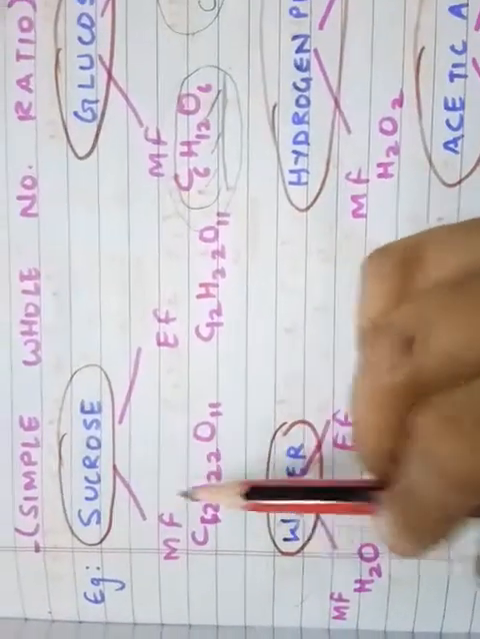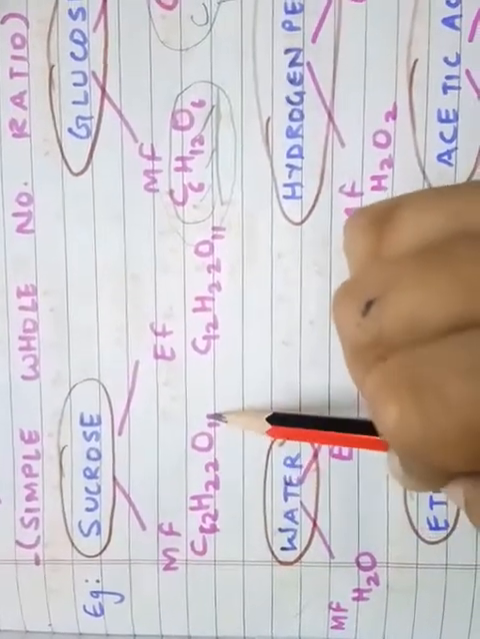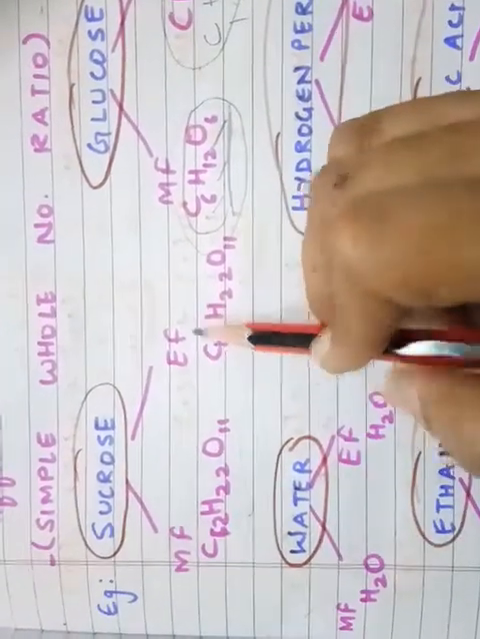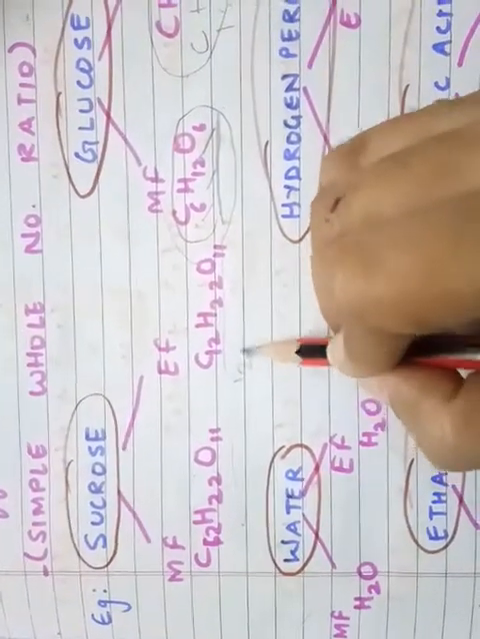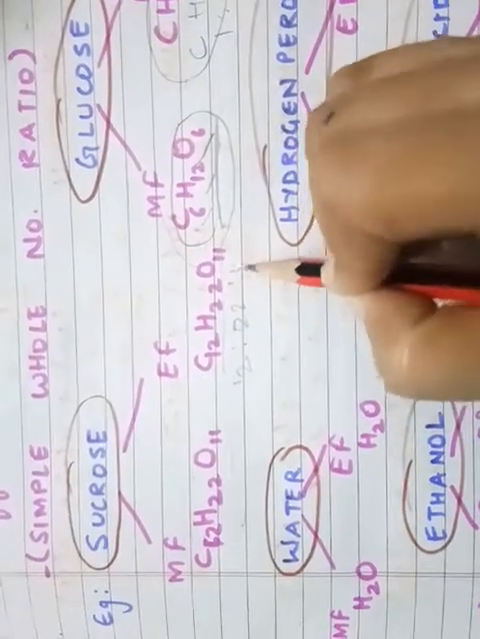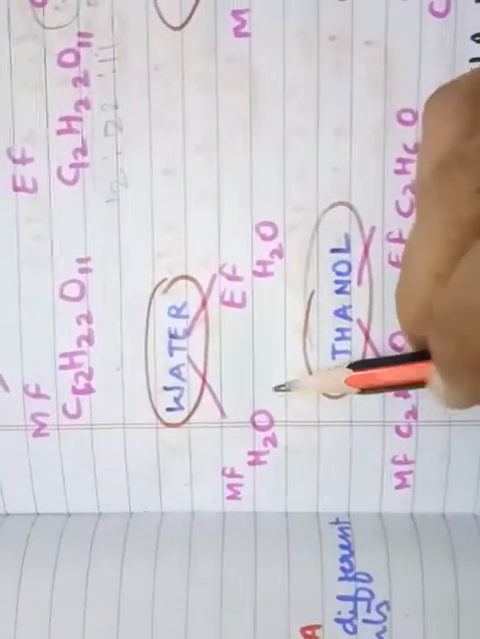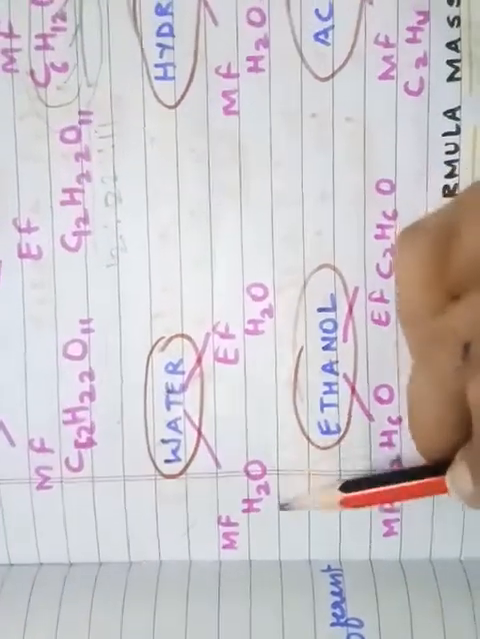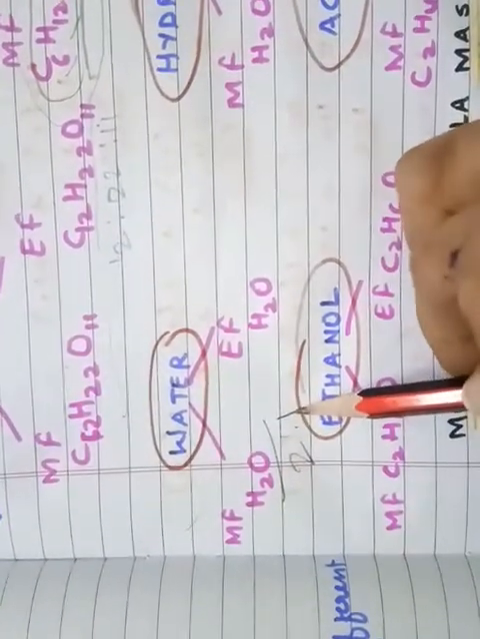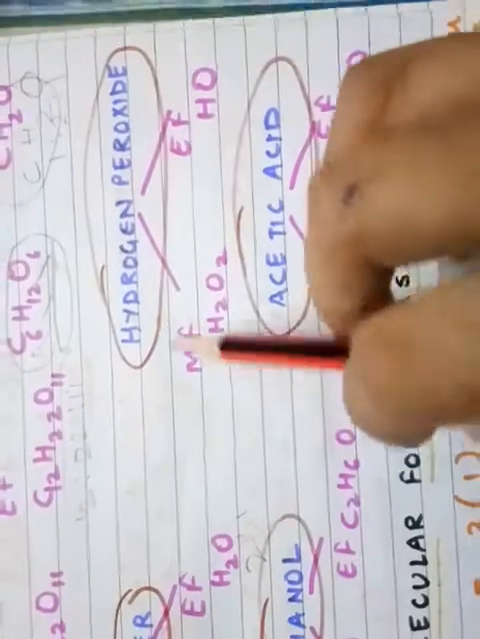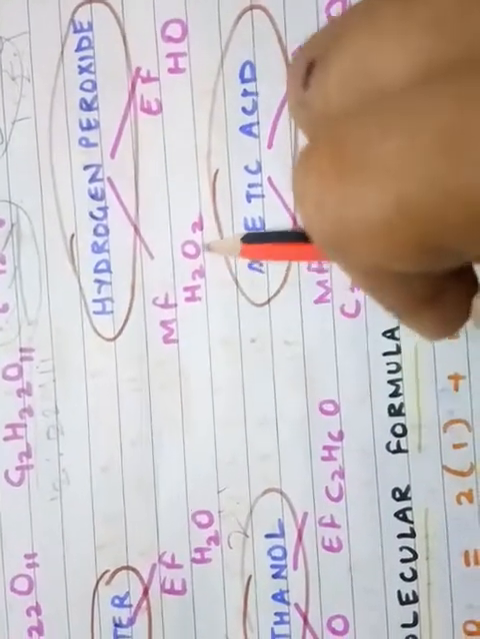Now if you take the sucrose, the molecular formula is C12H22O11. You do not have a common factor over here. So the molecular formula and empirical formula remain the same. So the simple whole number ratio is 12:22:11. That is C12H22O11. If you talk about water, water has molecular formula H2O. Again the simple ratio over here is 2:1. The empirical formula here also will be 2:1. No other simplification.